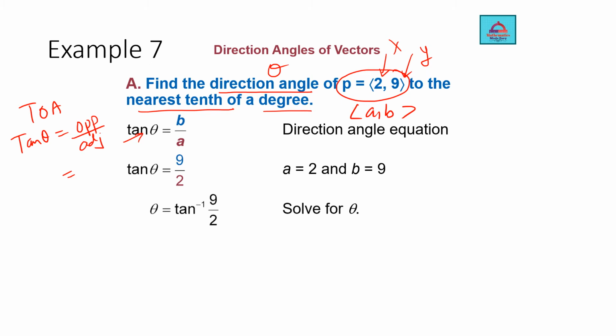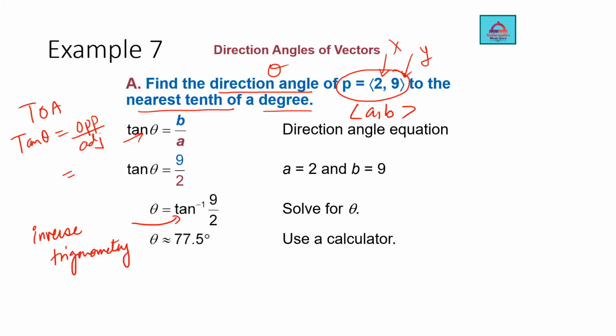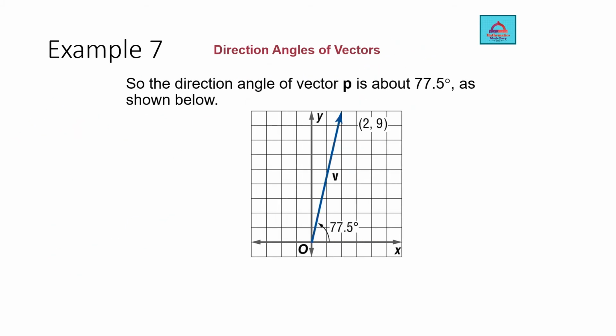Now 9 divided by 2 will be a fraction. This fraction can be converted to decimal, so it will be around 4.5. Take the calculator, use inverse trigonometry here. So what are we using? Inverse trigonometry. Always when you have to find an angle, you use inverse trigonometry. So this is near about 77.5, rounded off to the nearest tenth of a degree. You can do the graph also for the direction angle. If you draw the vector 2 comma 9 on the coordinate plane and you measure the angle, it comes around 77.5. Okay, so that was your answer.